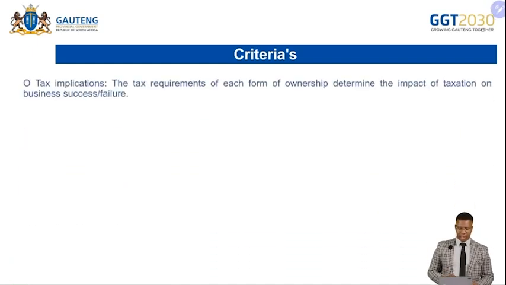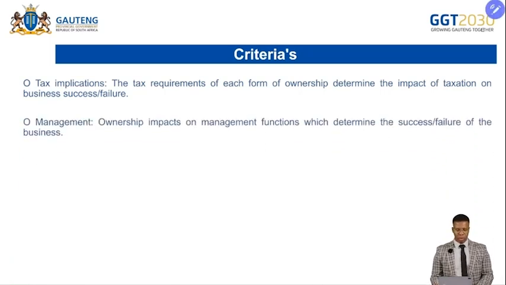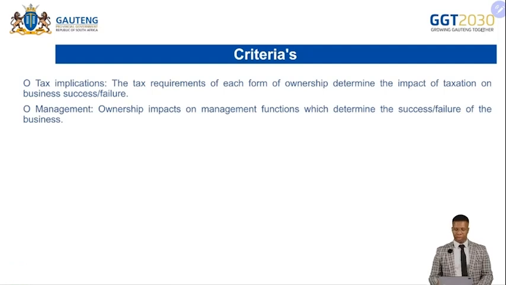So the criteria, what do we mean by tax implication? The tax requirements for each form of ownership will determine the impact of taxation, and it will also determine the business success or failure, to say is that particular form of ownership going to be affected by so much tax or not. So we'll be looking into the success and failure for different types of forms of ownership. Then we'll also look into management, to say ownership also impacts on the management function, which determines the success or failure of the business.